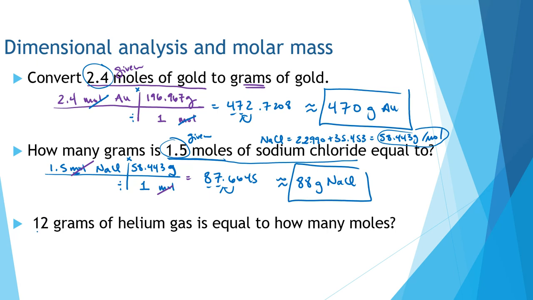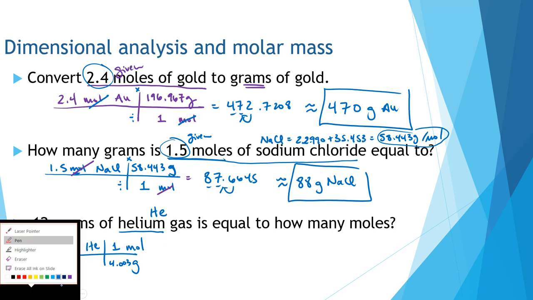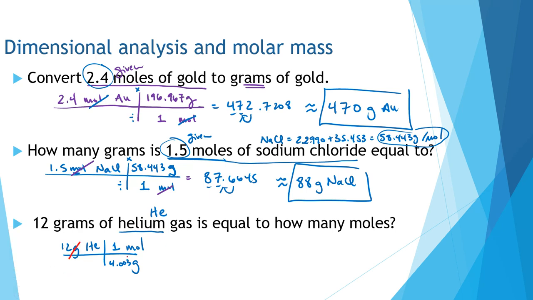One more, 12 grams of helium gas. Helium is a noble gas, and so the formula is going to be just He, it's not diatomic. If I have 12 grams of helium and I want to convert that to moles, I can put my grams on the bottom and convert to moles on the top. The periodic table tells me that the molar mass of helium is 4.003 grams per each 1 mole. So now I can cancel out grams on top and bottom. I'm going to multiply across the top, divide by everything on the bottom.